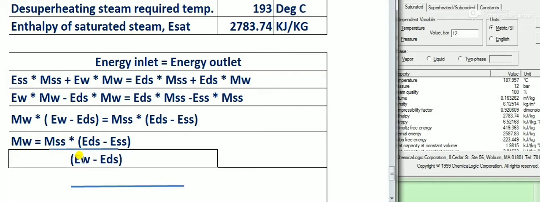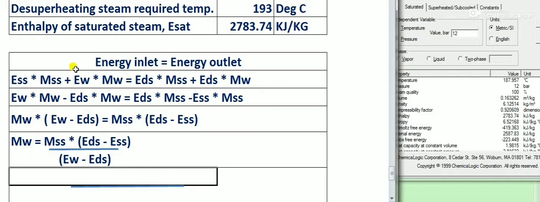What is there in the bracket on the left-hand side, we bring into the denominator. What is on the left-hand side will go to the right-hand side and come into the denominator, right? So this is the mass flow rate of water: mass flow rate of superheated steam into enthalpy of desuperheated steam minus enthalpy of saturated steam, divided by enthalpy of water minus enthalpy of desuperheated steam.